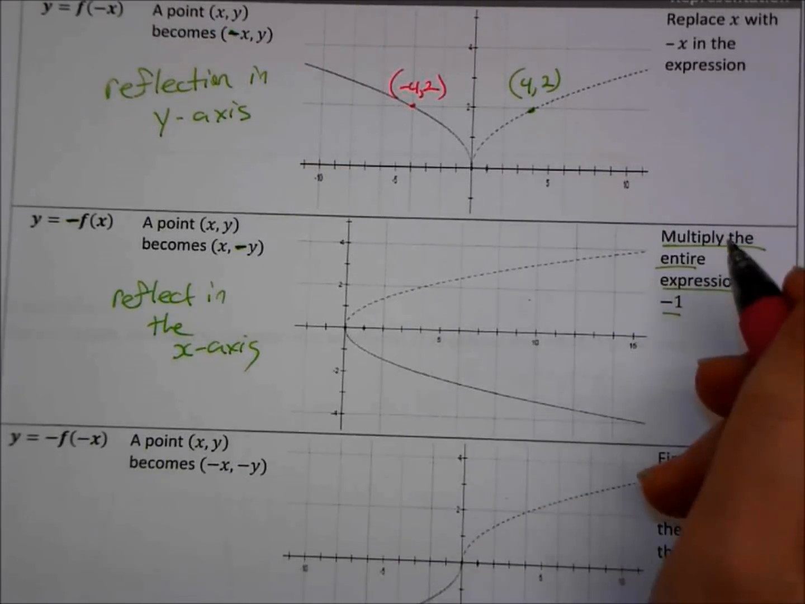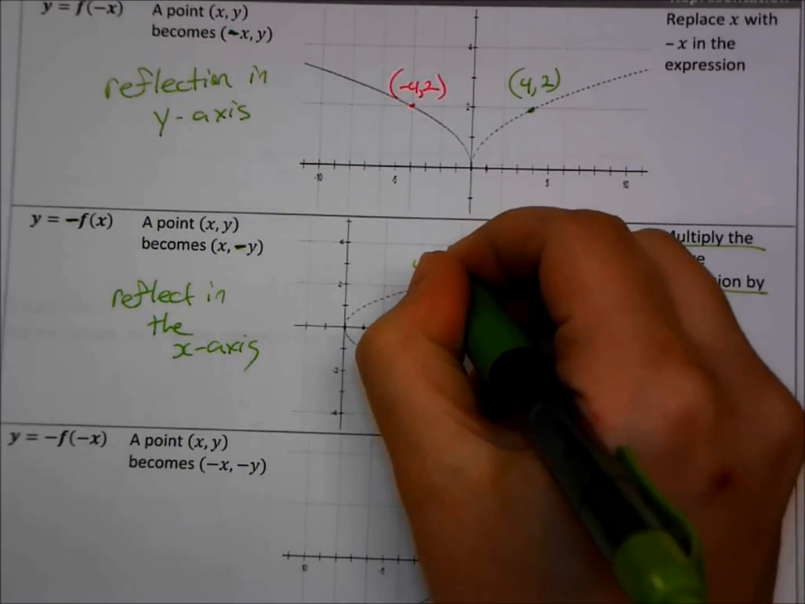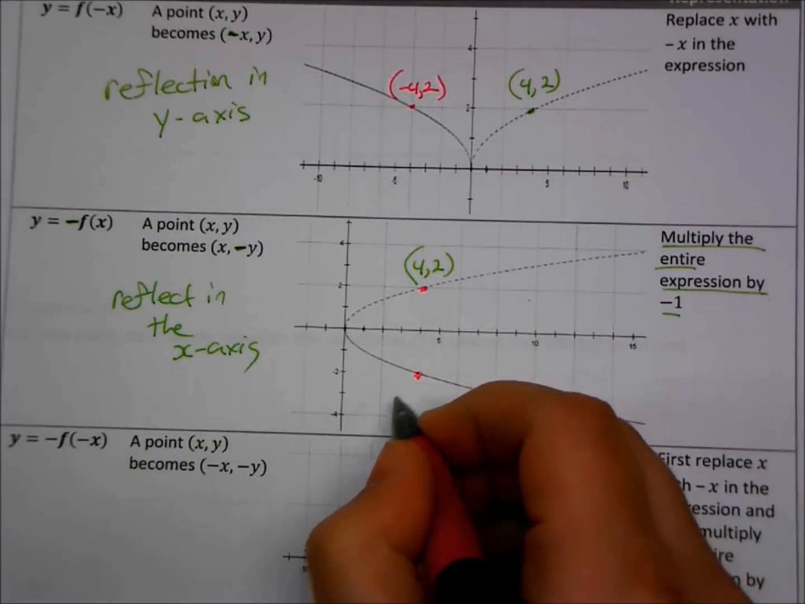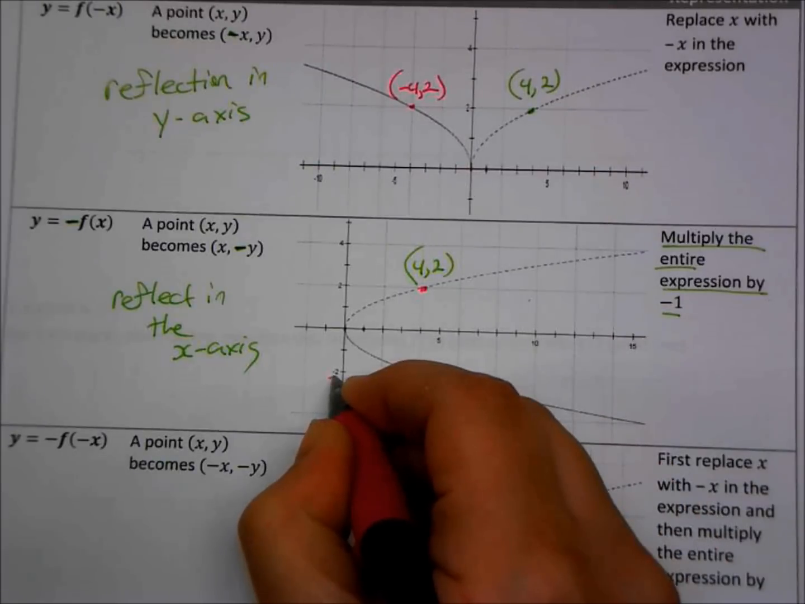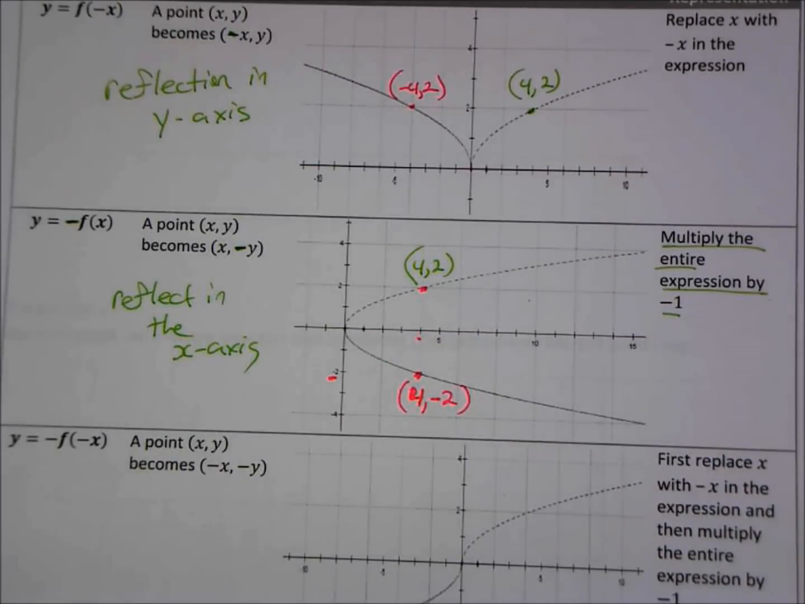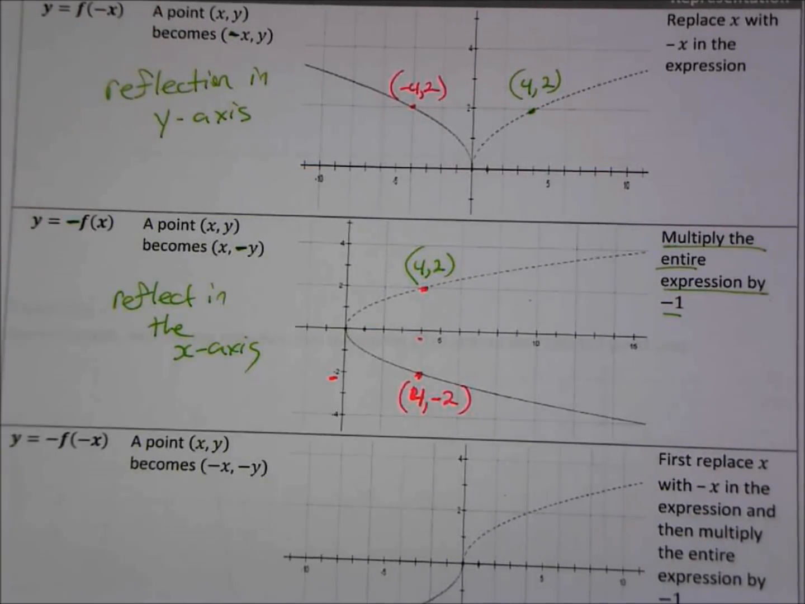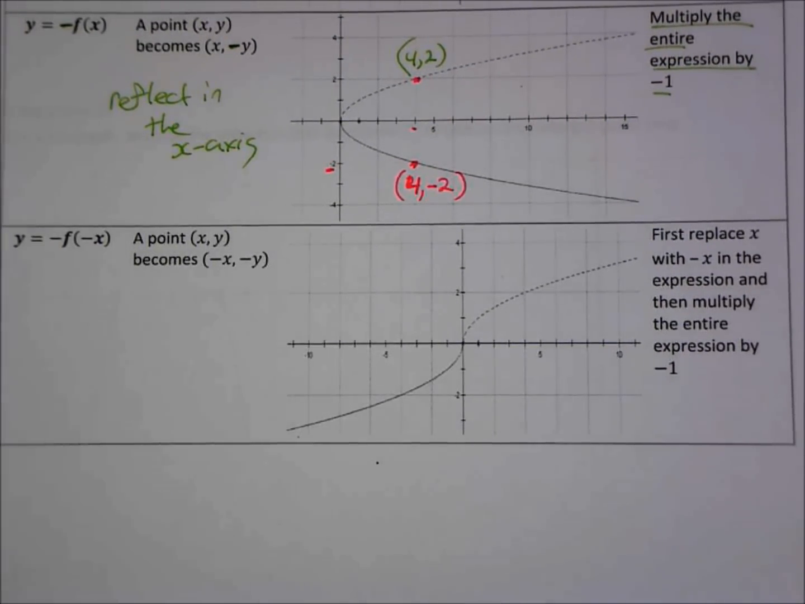And so if we had a point, let's go with our same point, (4, 2), the x stays 4, but now the y becomes negative 2: (4, -2). So we can reflect in the y-axis, we can reflect in the x-axis, we can reflect in both. Two ways of thinking about this, maybe even three.